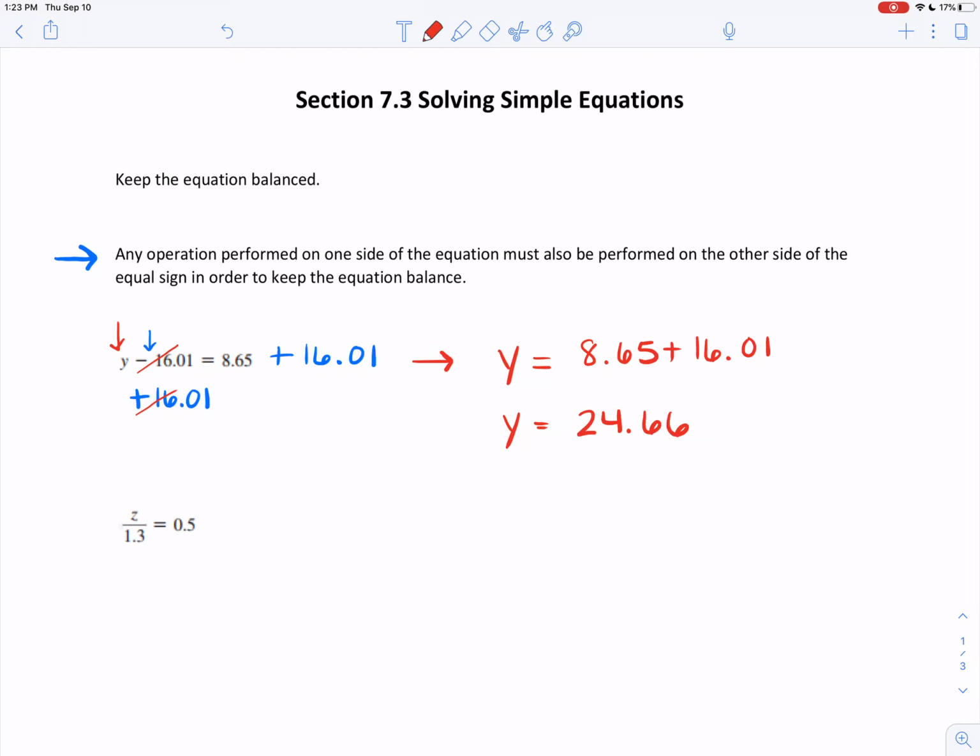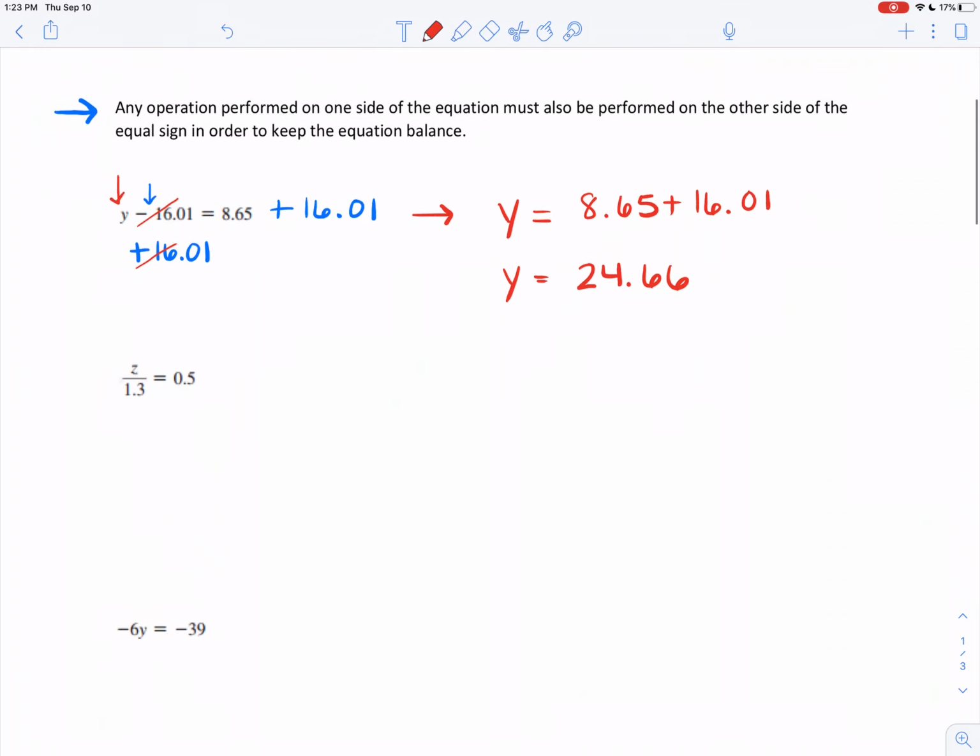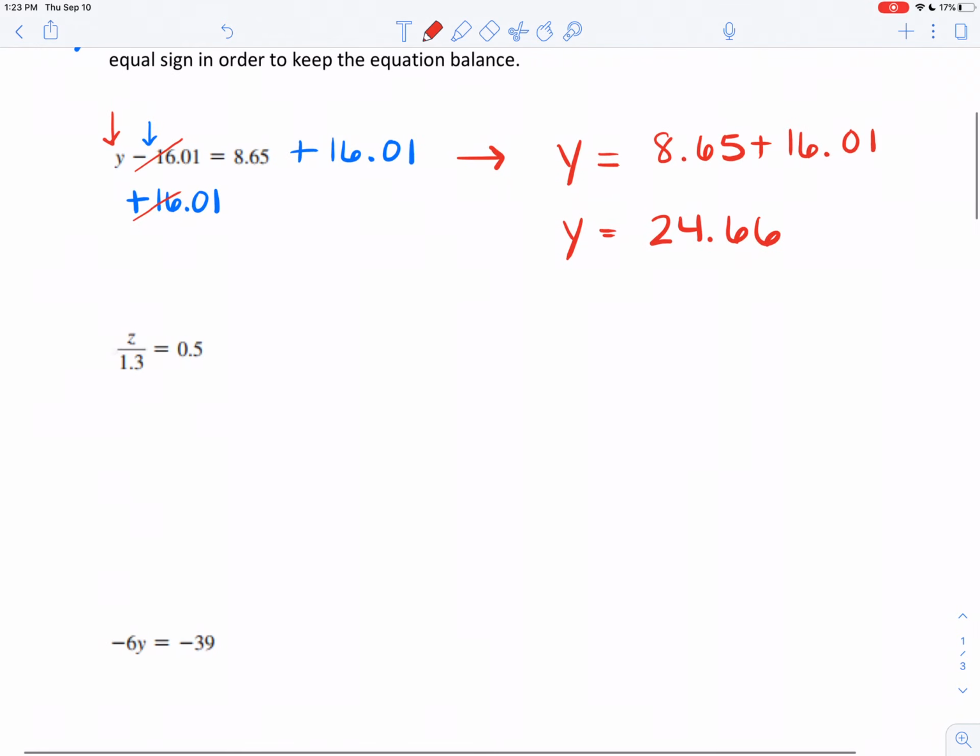All right, and again, this is what we're doing. We're finding the value of the variable that would make the equation a true statement. All right, so let's go to our next one. The unknown variable in this case is a z. That's what we're trying to find. All right, so what we're going to do is we're going to look at what's on the same side with z. And what's on the same side with z is a division of 1.3. So we say, okay, what is the opposite of dividing by 1.3? And that would be multiplying.